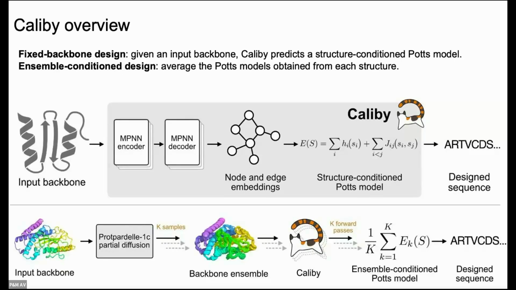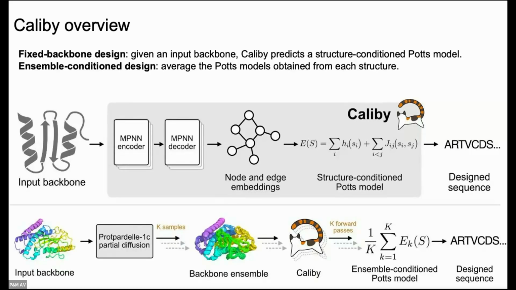It turns out that even though Caliby is only trained on fixed backbones, the way we have it set up extends very naturally to ensemble-conditioned design. All you have to do for ensemble-conditioned design is average the Potts models obtained from each structure in your ensemble. Here we use synthetic structural ensembles.